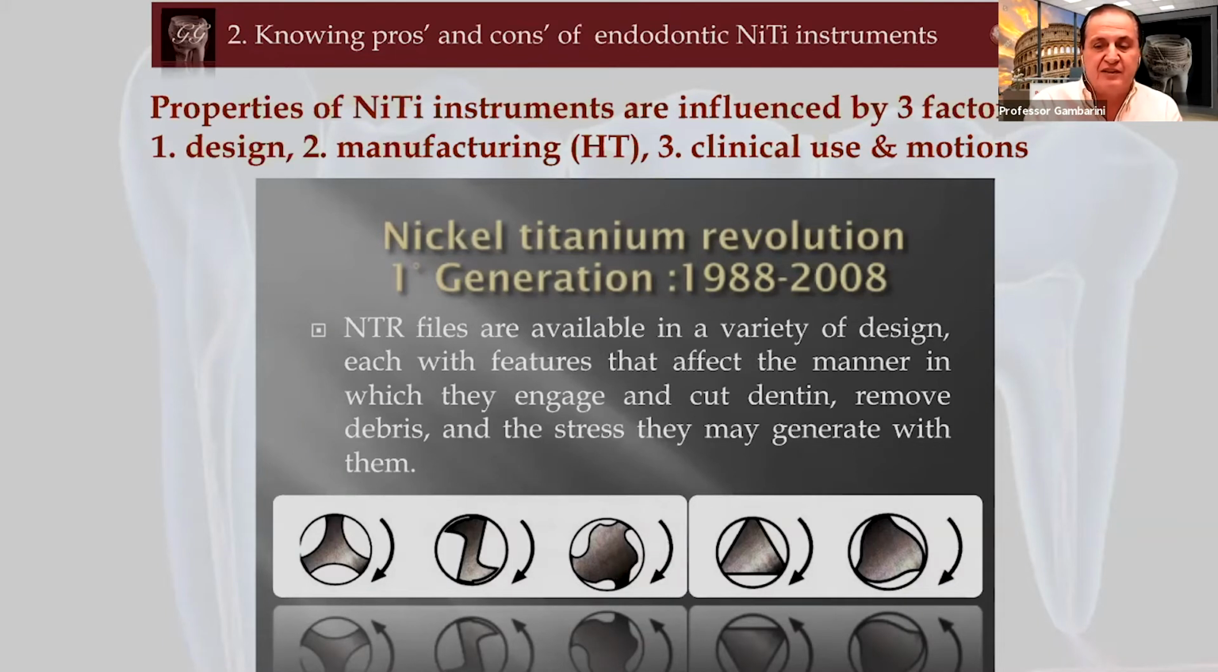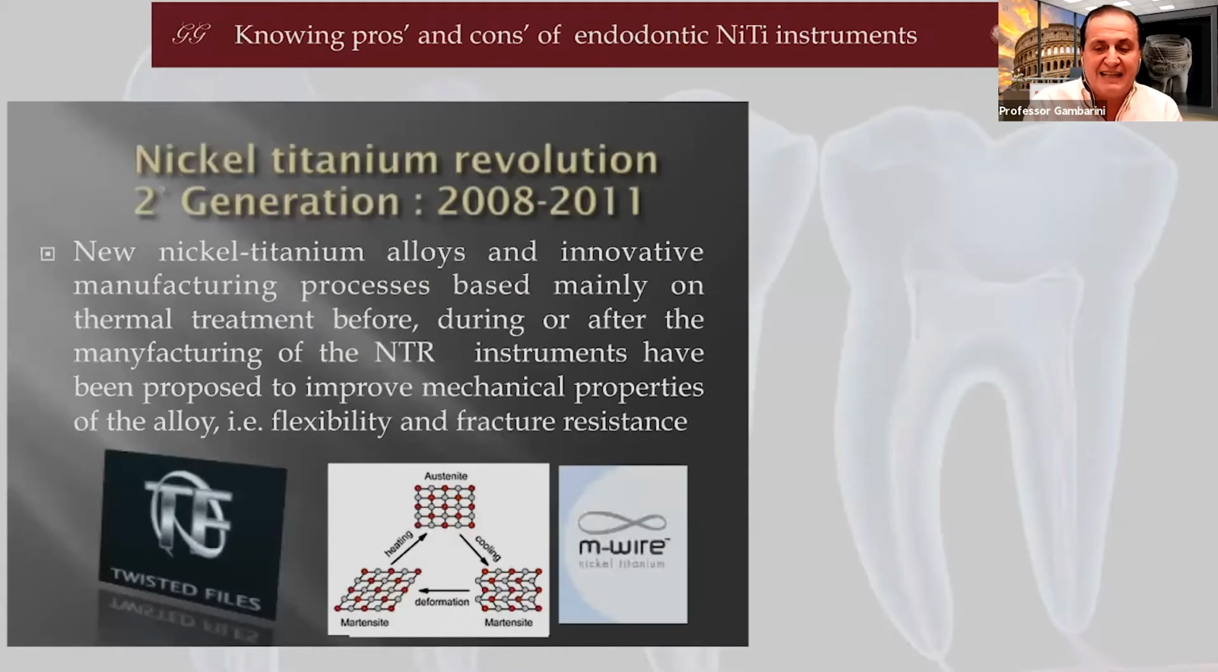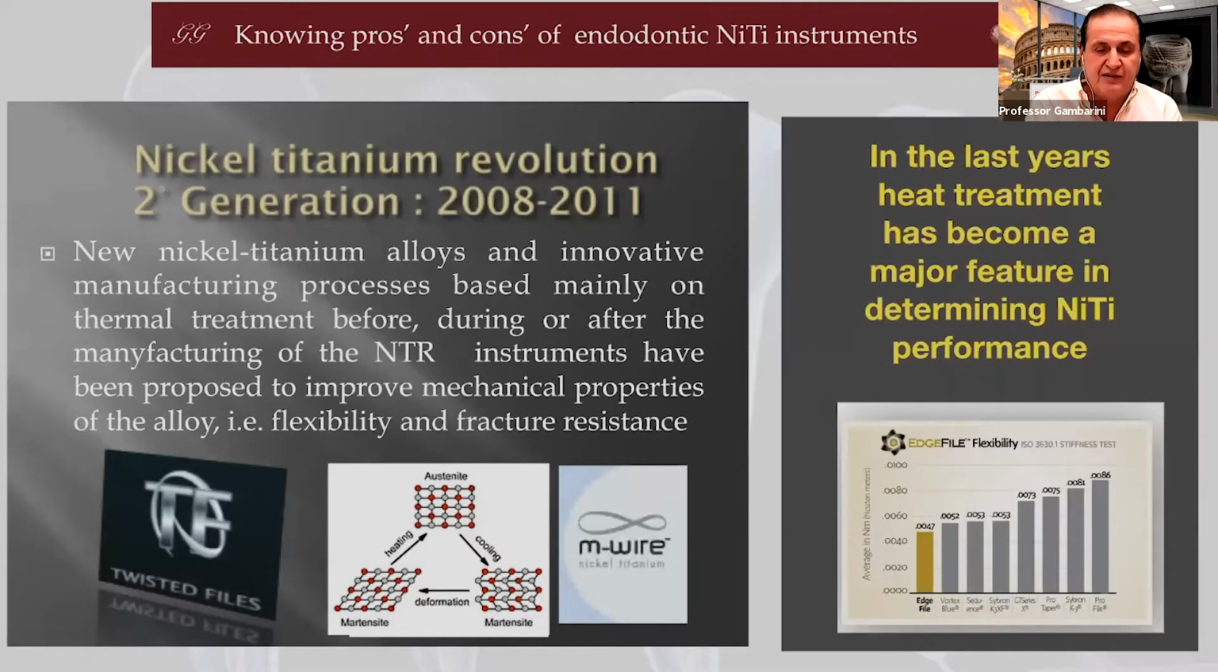So we have to start this journey concerning NiTi rotary instrumentation. First of all, we have to know the properties of our instrument, and that they are influenced by three main factors: design, manufacturing, including heat treatment, and clinical use and motion. Obviously, the design is very important because it affects the manner in which the instrument engages and cuts dentin, removes debris, and the stress that it may generate. But what has become more important in the last decade is the manufacturing process and the heat treatment. Heat treatment before, during, or after the manufacturing of NiTi rotary instruments has been proposed to improve the mechanical properties of the alloy, flexibility, and fracture resistance. And in the last years, this has probably become the key factor in designing a new instrument.